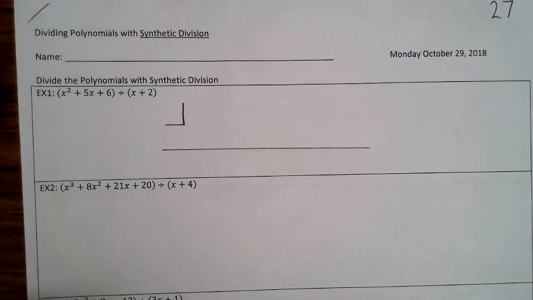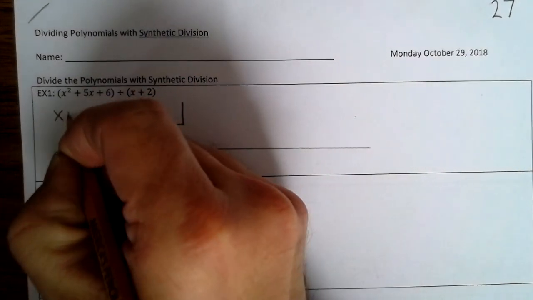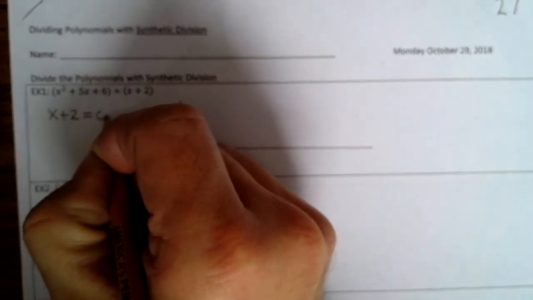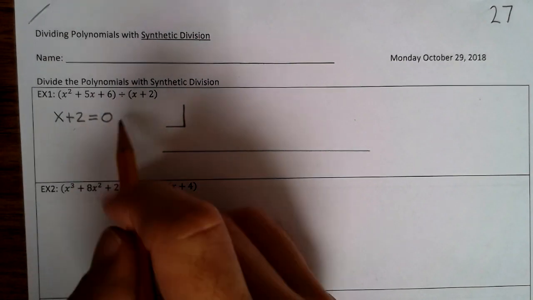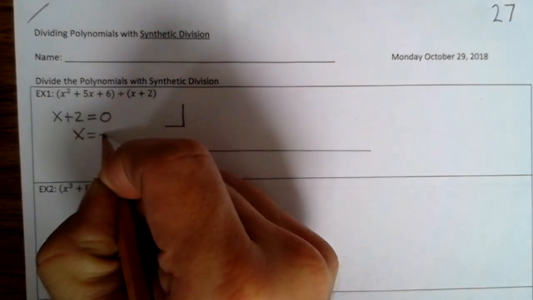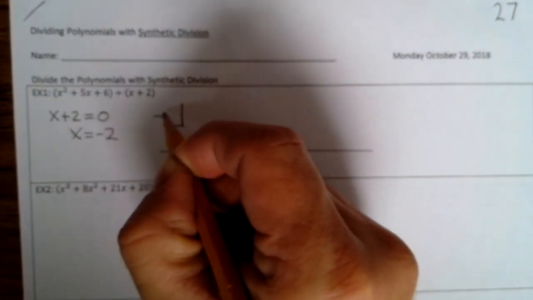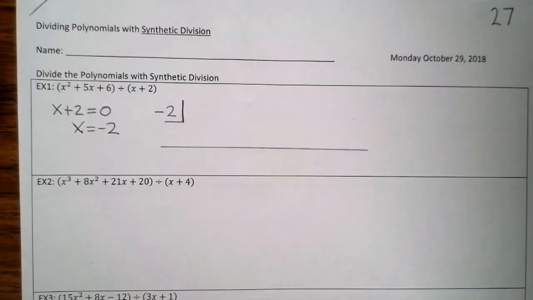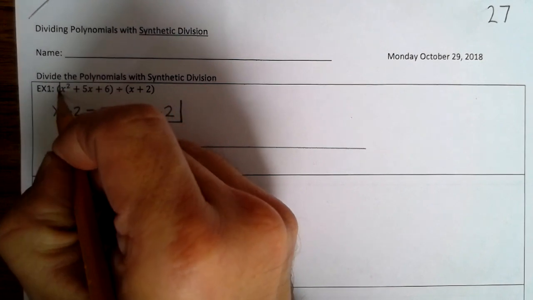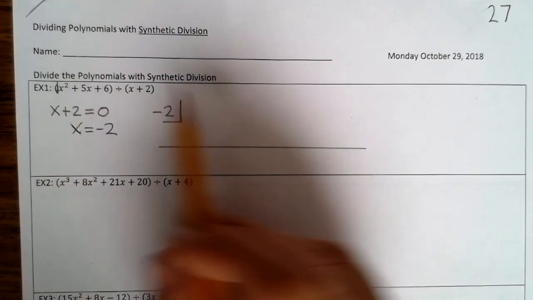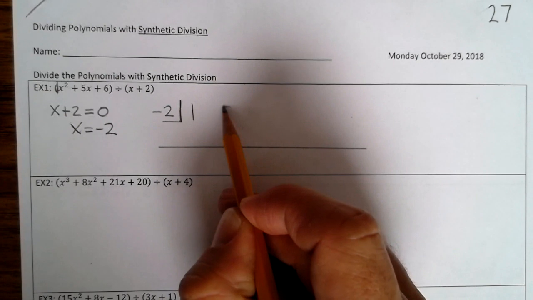So the first thing we do is we set x plus 2 equal to 0, and we solve for x. So we subtract 2 from both sides, so x equals negative 2. So that's what goes here, negative 2. And let me see if I can brighten this up. Maybe there you go. Hopefully it won't get blurry anymore. So now you're going to take the coefficients of each term. So that's 1, 5, 6.